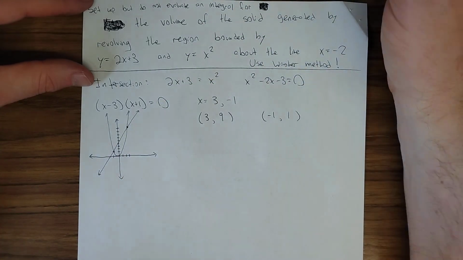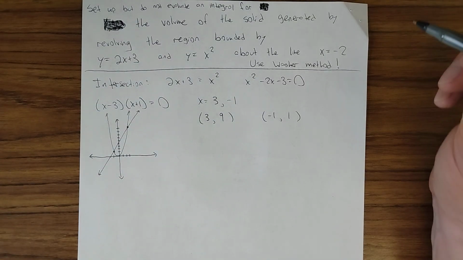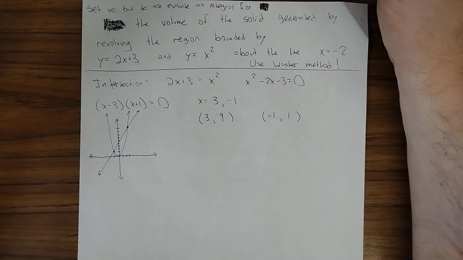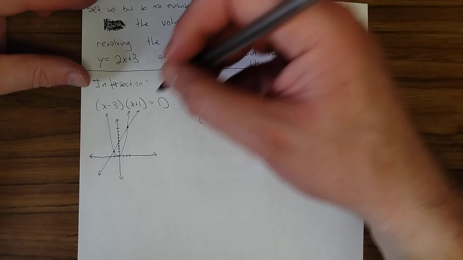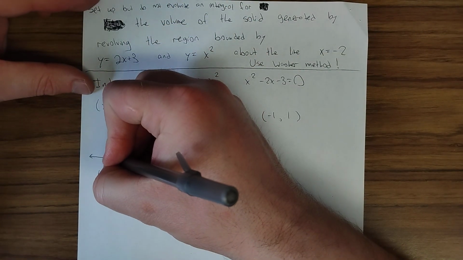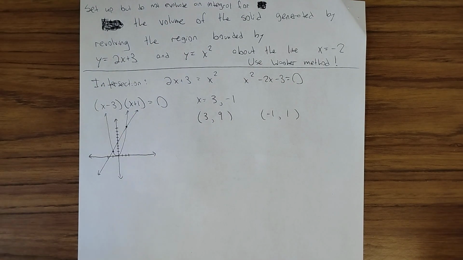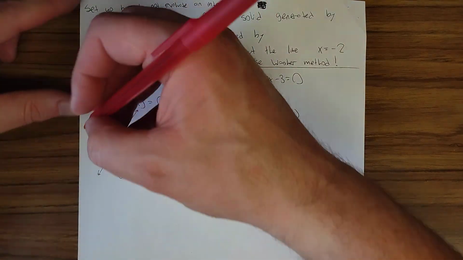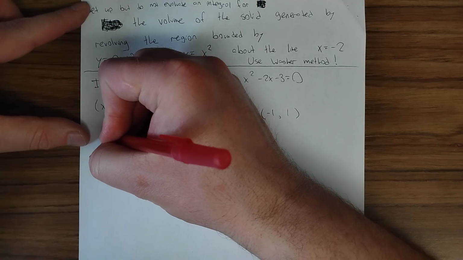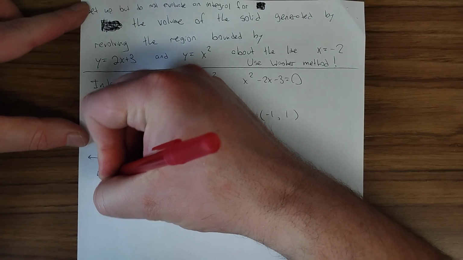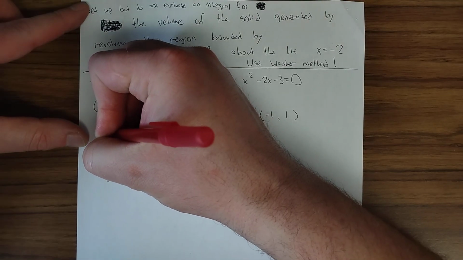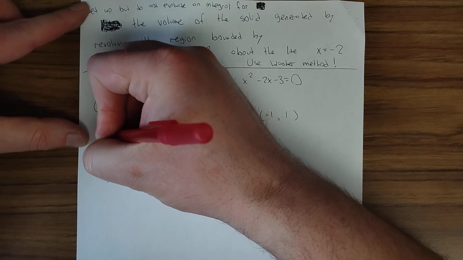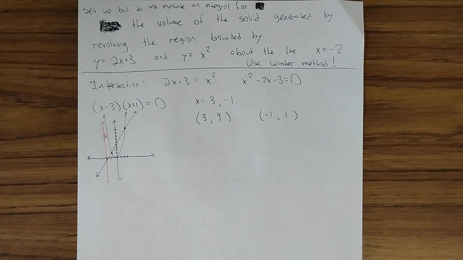I don't want to shade it because I always regret it when I shade it. And of course, I am revolving it around the line x equals negative 2. So maybe I'll draw that in red because it'll look nicer. And there's my spinny arrow indicating that I'm revolving it around that line.